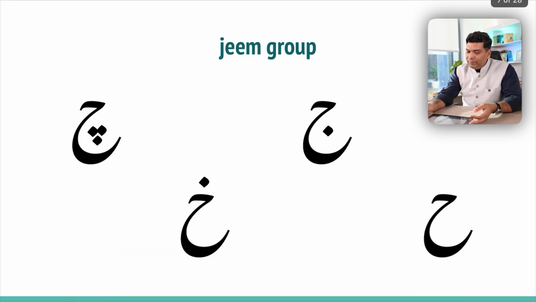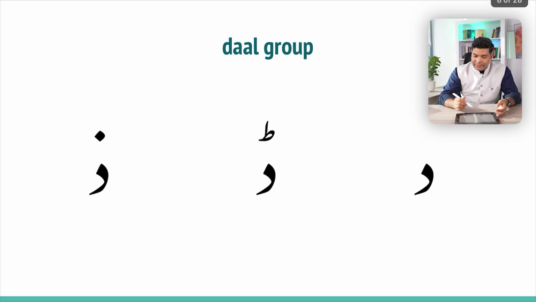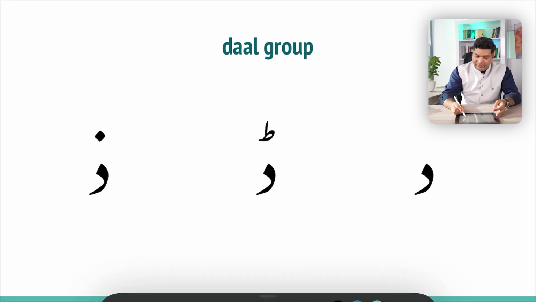Similar to the Jeem group, we will also have the Dal group. And again, you will find similar shapes in the Dal group as well. You have Dal, you have Ddal, and you also have Zal. Dal doesn't have any nokta or any special symbol. Ddal has a special symbol on top, and Zal has a nokta on top. So this is another way to categorize these.